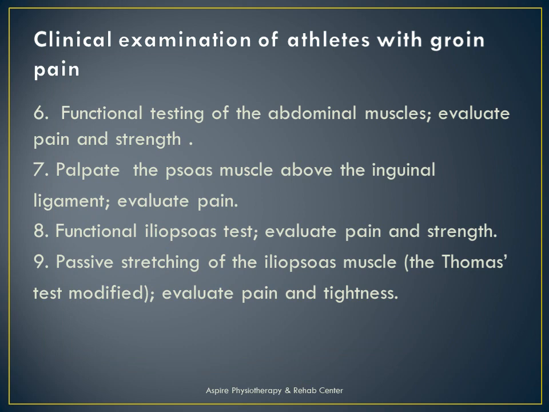Now next 4 things. So we have discussed the first 5 stages. Now the next 4 stages. Functional testing of abdominal muscles. Then palpate the psoas muscles above the inguinal ligament. Functional iliopsoas test. Evaluate the pain and strength. And last will be your passive stretching of the iliopsoas muscles. The Thomas test, modified Thomas test. And evaluate pain and tightness.